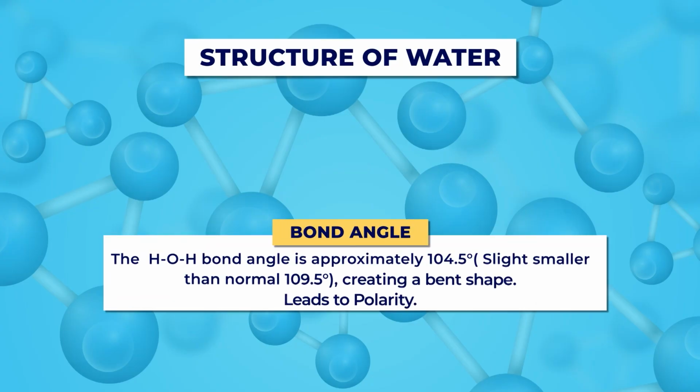Now, the bond between hydrogen, oxygen and hydrogen is slightly bent. Why is it bent? Because the angle is approximately 104.5 degrees as against the normal value of 109.5, and this creates a bent shape, which leads to polarity in the molecule. This is also one of the reasons for the very unique characteristics of water.